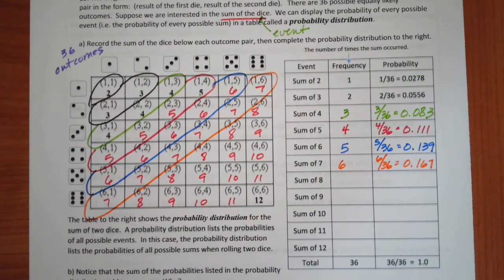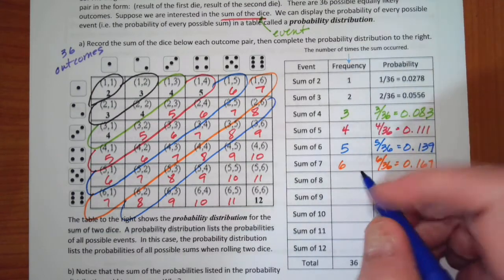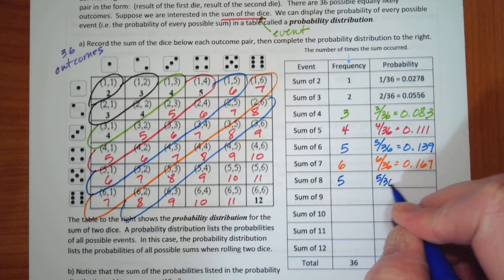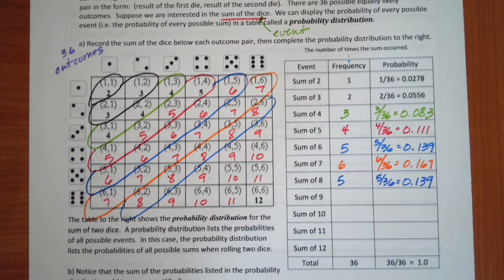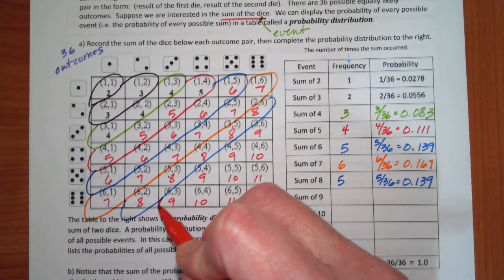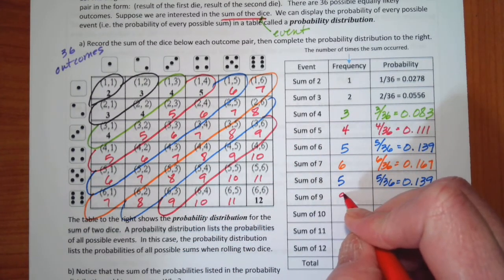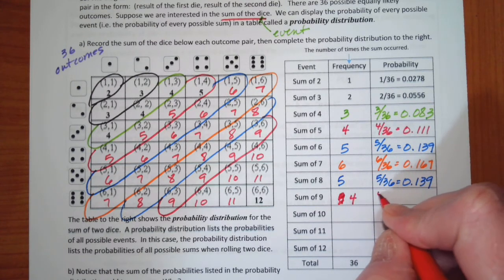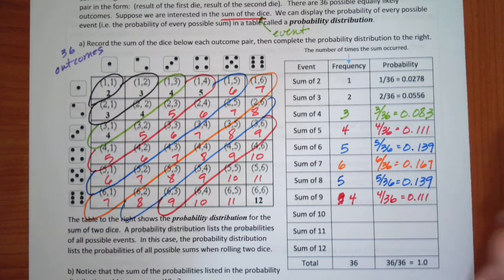Okay. Then we have a sum of 8. There are 5 ways to do that. Notice we've already done that probability. Then we have a sum of 9, which is the same as the sum of 4, which gives me 4 out of 36, which is 0.111.